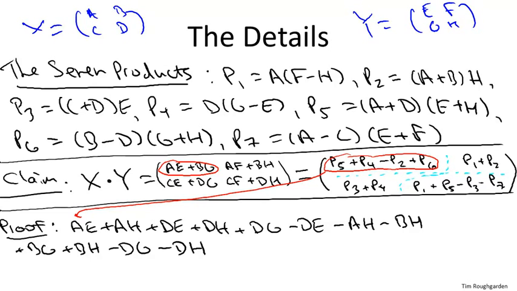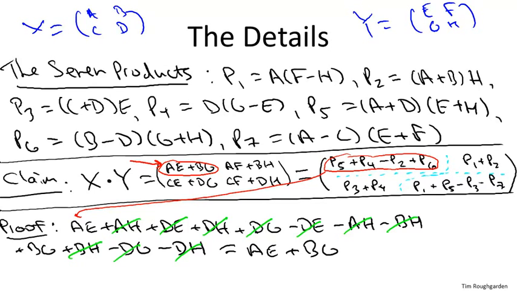Okay, so what happens next? Well, now we look for cancellations. So we cancel the AHs, we cancel the DEs, we cancel the DHs, we cancel the DGs, we cancel the BHs, and holy cow, what do we get? We get AE plus BG. That is, we get exactly what we were supposed to in the upper left block of X times Y. So we just actually verified that this equation holds for the upper left block. It's quite easy to see that it holds for the upper right and lower left blocks, and then a comparable calculation verifies it for the lower right blocks of the two.